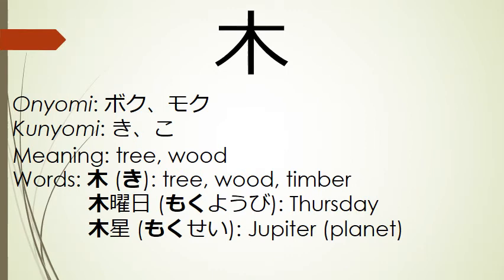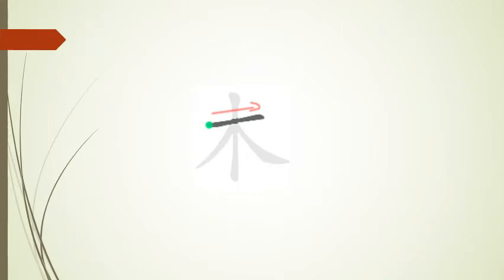Words that use this kanji include ki, which is tree, wood, or timber, mokuyobi, Thursday, and mokusei, Jupiter. And to write this kanji, we have our first stroke, our second stroke, our third stroke, and our fourth stroke.